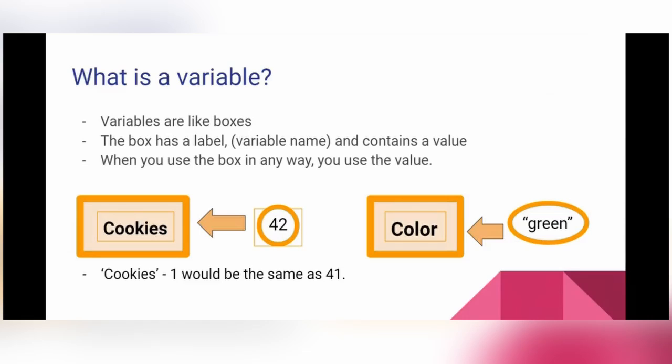Variables can store any kind of value, including words or numbers. When we use our variable cookies, it gives us the number 42. Cookies is equal to 42 in this way. You can also change variables. So if somebody ate a cookie and you wanted to change the variable to show that, you could just set cookies to cookies minus 1.